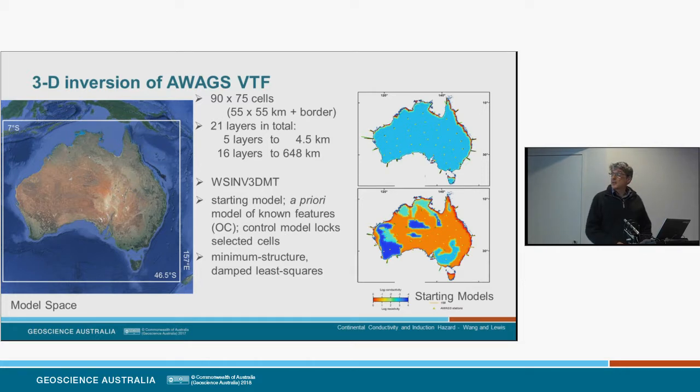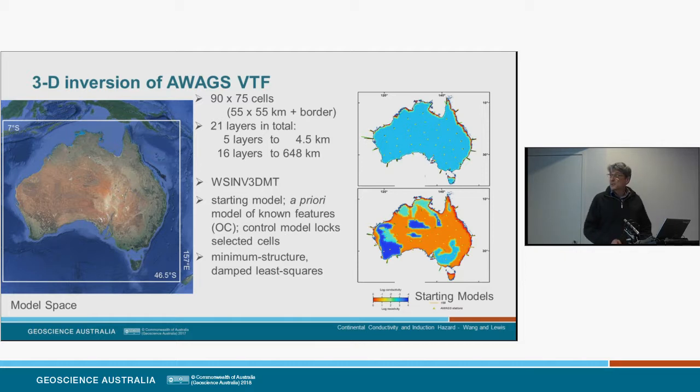It went from the surface down to about 640 kilometres, and each layer was split up into half-degree sized cells, so about 55 by 55 kilometres, and there were two larger cells on the edge just to account for some edge effects. And the inversion scheme we used, the WSINV 3D MT, used three starting models, or three initial models.